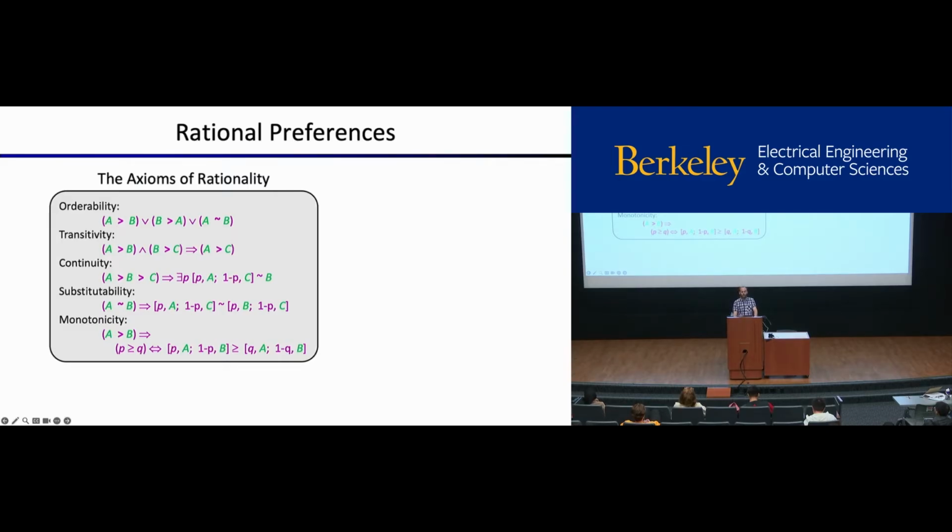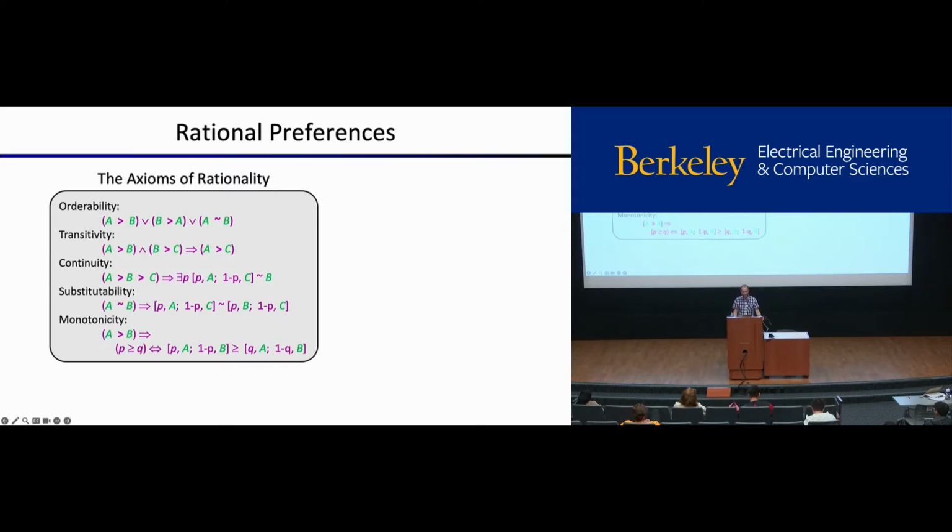The first is orderability. For any 2 outcomes, you're going to prefer one or the other, or you're going to be indifferent. Ultimately, you're going to have to make decisions about things. You have to have a preference between any, or you won't care. Transitivity, I just told you about.